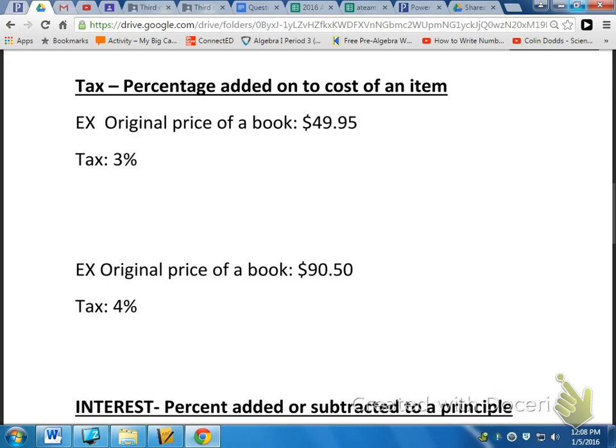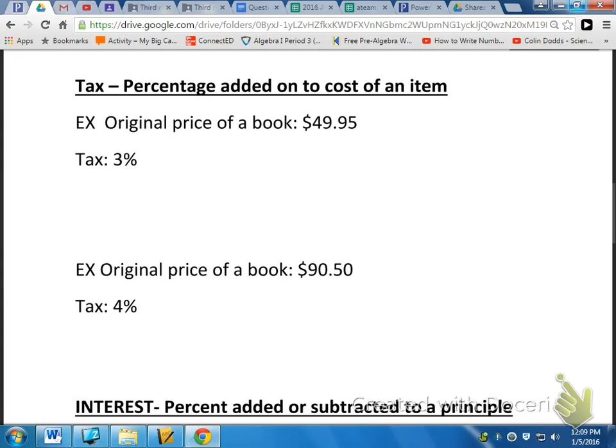Tax is just like markup. It's a percentage added on to the cost of an item. Tax is the amount of money that you have to give the federal government or state government for items that you purchase. They get a little bit of a cut in the deal.